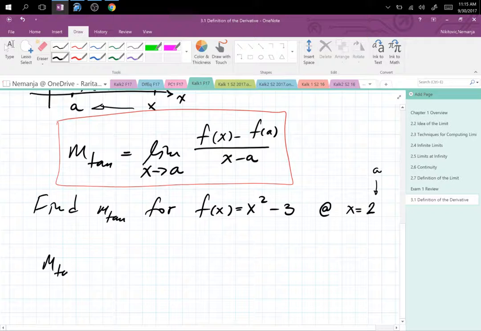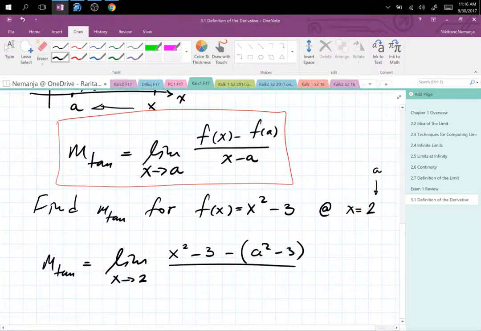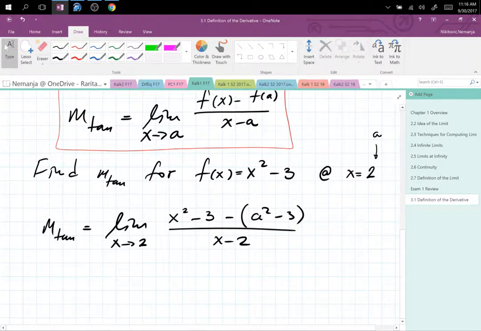So m tangent is going to be f of x as is, which is x squared minus 3, limit x goes to 2, because every a is 2. So limit x goes to 2 of x squared minus 3 minus f of a, divided by x minus a. Minus 2, sorry. Now clearly you can't compute, right? I put a over here, I'm supposed to put 2. There we go, much better.